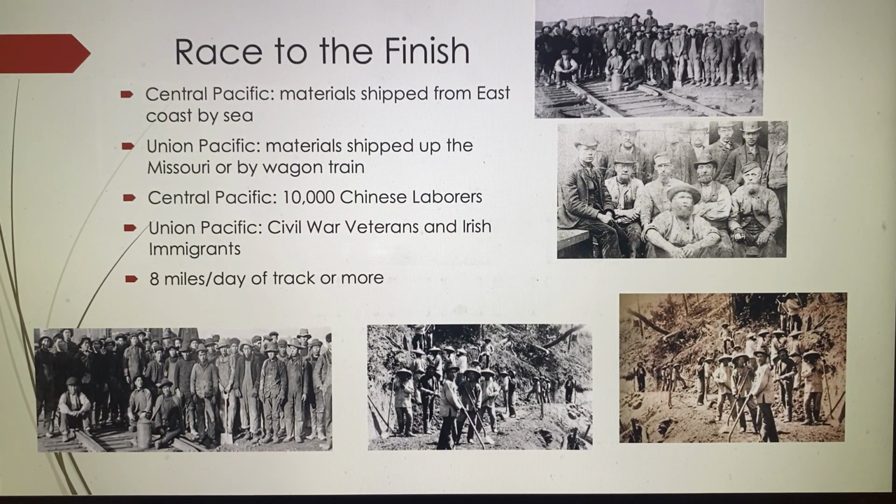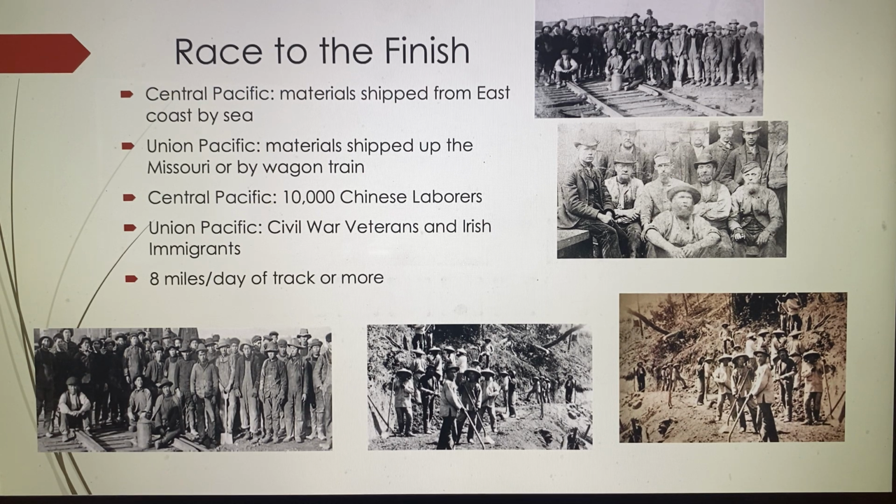The race to the finish. The Central Pacific had the materials shipped from the East Coast by sea. And the Union Pacific, the materials were shipped up the Missouri River or by wagon train. So you can see, especially Central Pacific, because the materials shipped sometimes had to go all the way around South America to get by sea up to the West Coast.